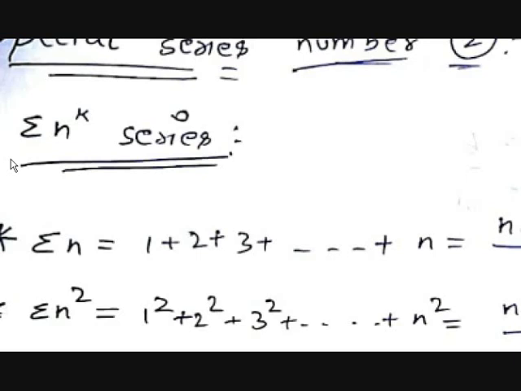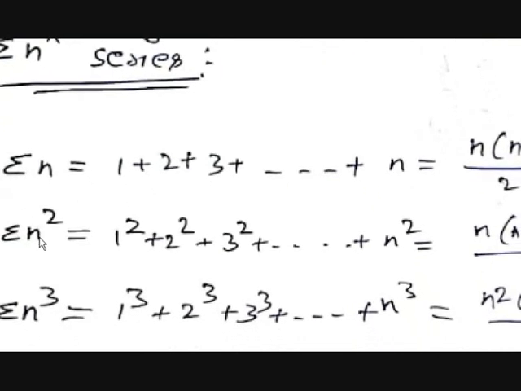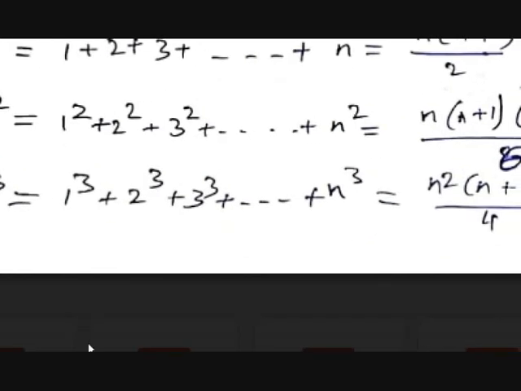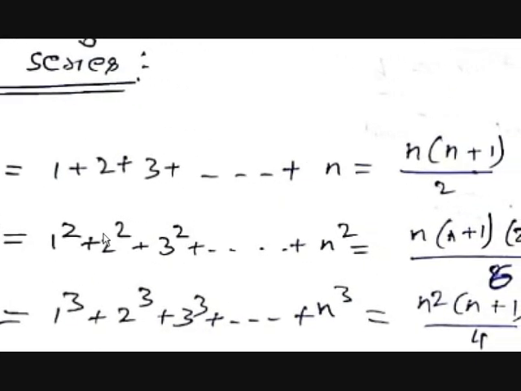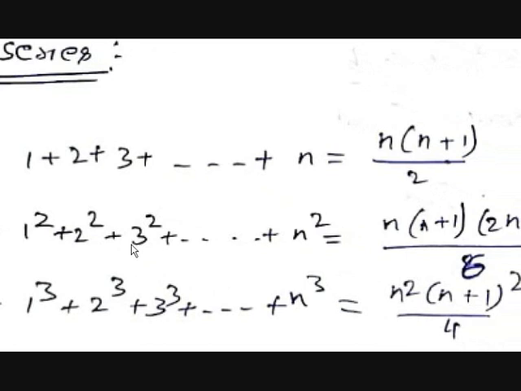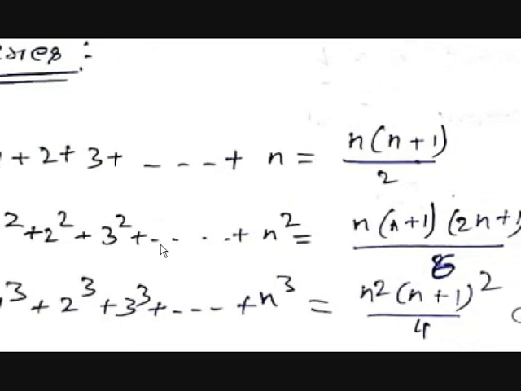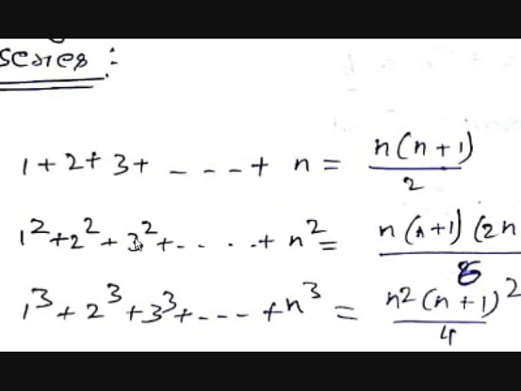Actually, it is not a method, but it is like a process. In this process, let's take the summation of n square. 1 square is 1, 2 square is 4, 3 square is 9 and 4 square is 16, right? If we subtract them, what is 16 minus 9?